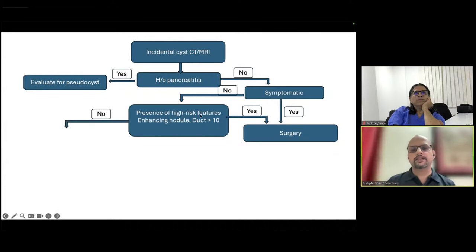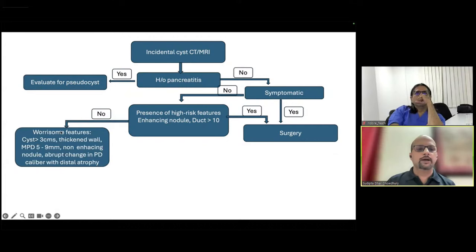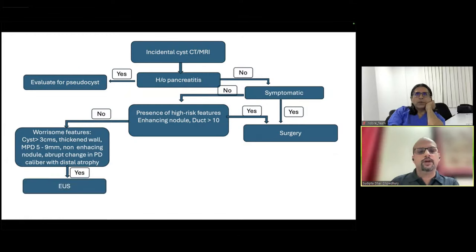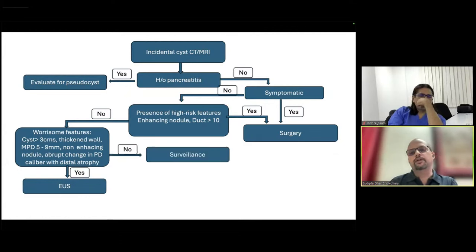However, if there are no high-risk features, no enhancing nodule, or the duct is less than 10 millimeters, we look for worrisome features. The worrisome features include a cyst of more than 3 centimeters, thickened duct wall, main pancreatic duct of 5 to 9 millimeters, non-enhancing nodule, and an abrupt change in pancreatic duct diameter with distal atrophy. If any of these is there, then we offer EUS and follow the European guidelines of 6 monthly and then yearly. If not, then the patient is offered surveillance.